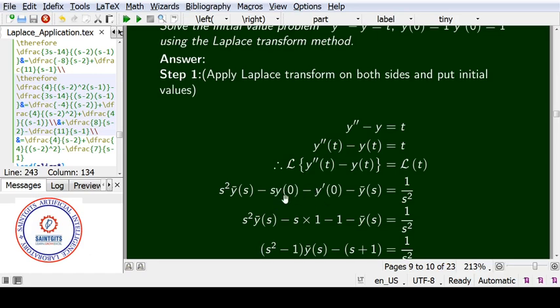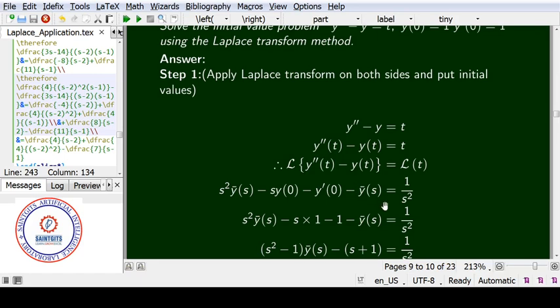Whenever this s is reduced to a constant, that is 1 here, that operation is over. Laplace transform operation on this y double dash of t is over. So this much operation happens on y double dash of t. Now minus L of y of t. We apply Laplace transform of y in time domain, so it changes to y bar of s.